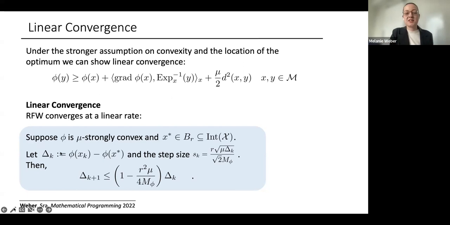So in some settings, and that's a setting that occurs quite frequently, for instance, the barycenter problem that we will look at in a couple of slides is one such case where we have mu strong convexity, and in those settings, the algorithm is very fast.